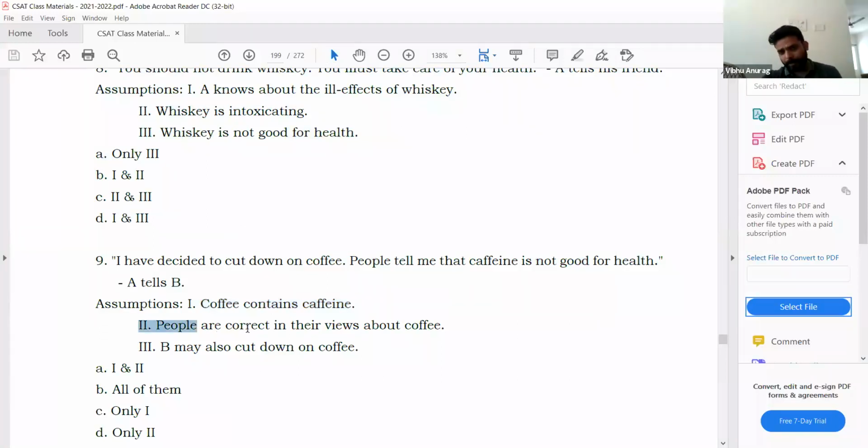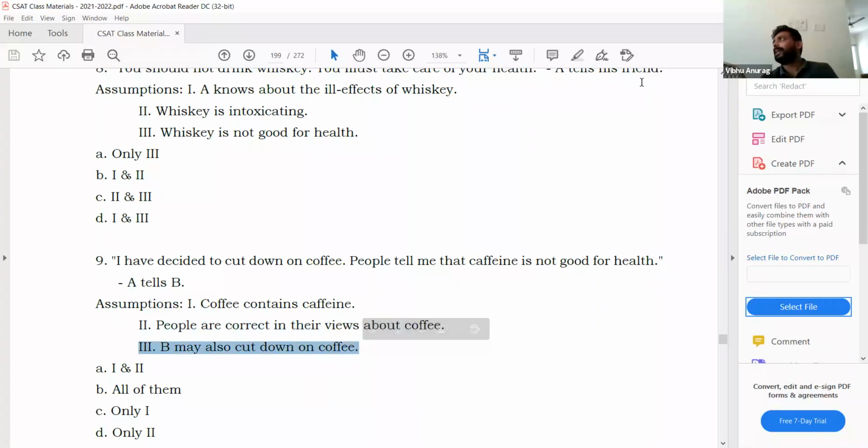Second assumption, people are correct in their views about coffee. So ask yourself, is he listening to people or is he ignoring people? So you see that he is actually listening to people. So yes, he does believe that people are correct, because if he believed they were wrong, he would not listen to them. But he is listening to them. So he believes people are correct. So correct.